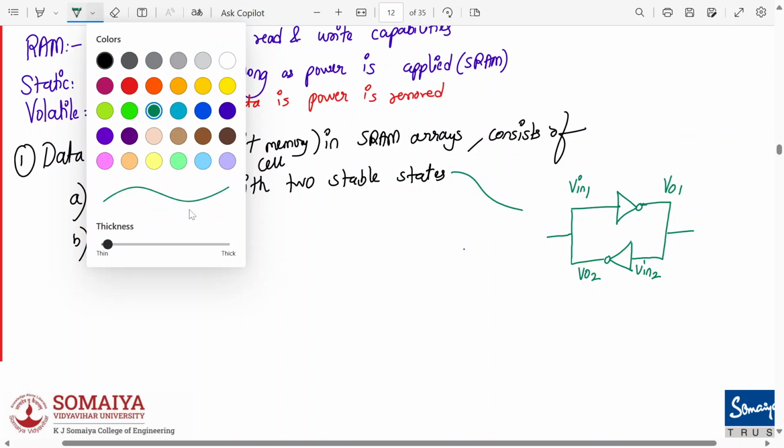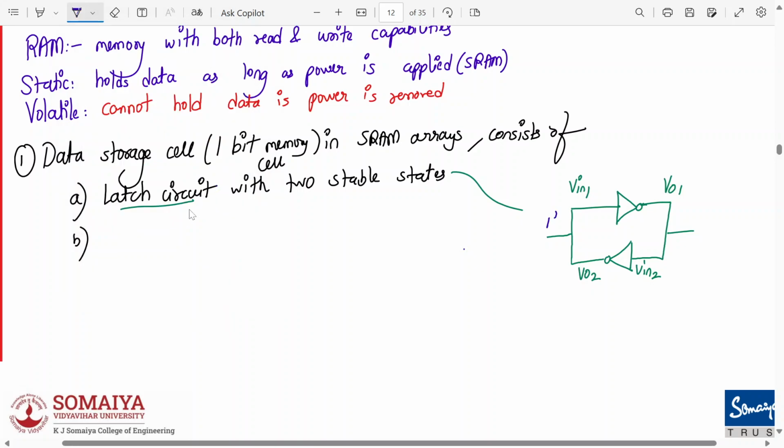Alright, so let's say that the data over here is storing logic 1. If the input to inverter 1, Vin1, is 1, what will be VO1? Hello? 0, right? VO1 will be logic 0. Now if input Vin2 is logic 0, what will be VO2? Logic 1. So logic 1 and logic 0 are the two stable states. Understood? So this is called a simple latch circuit. We can also call it a bistable circuit, which has two stable states.